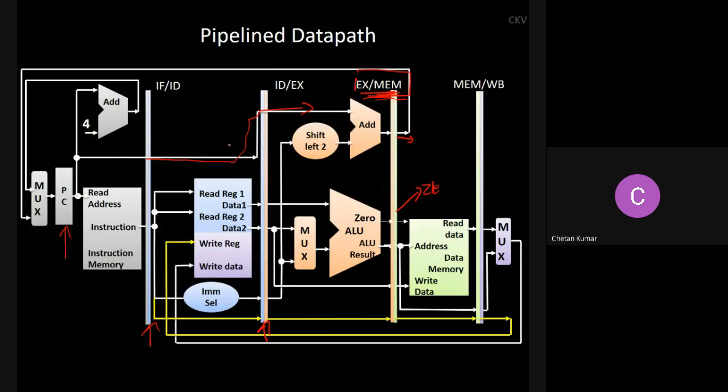If the PC is not sent through the pipeline stages, it will give you the wrong answer. So the PC is sent through the pipeline stages to calculate the correct address, which is PC plus some offset.